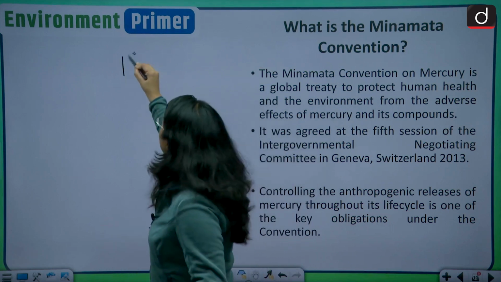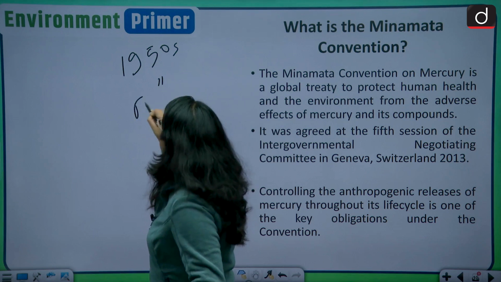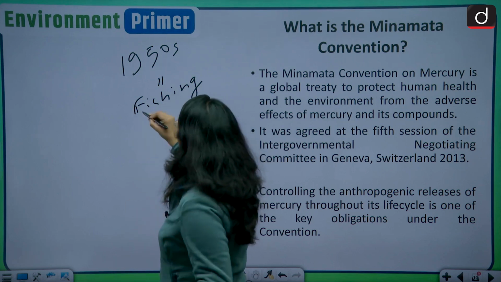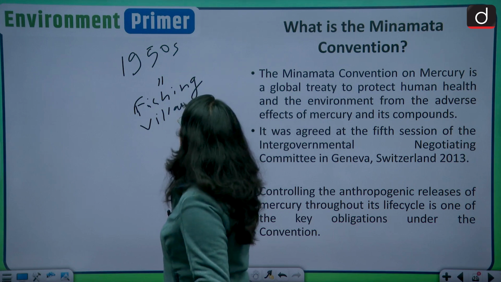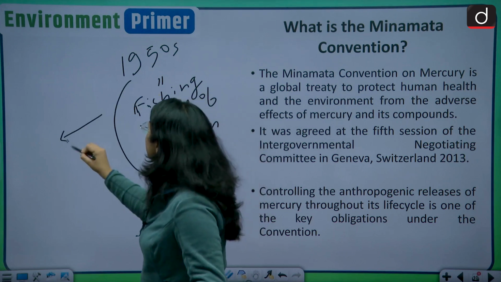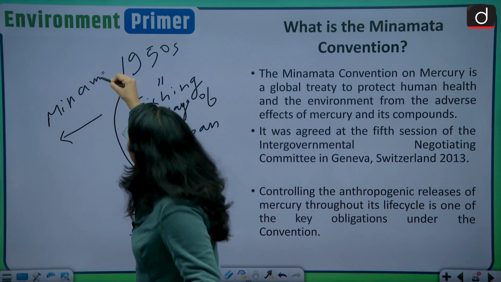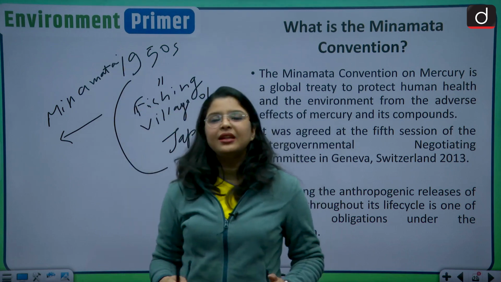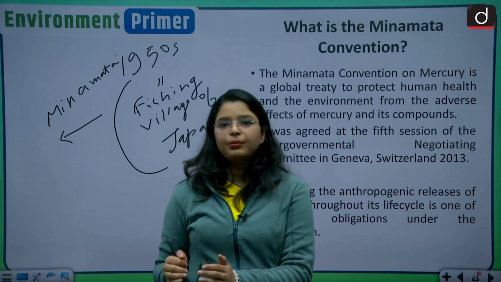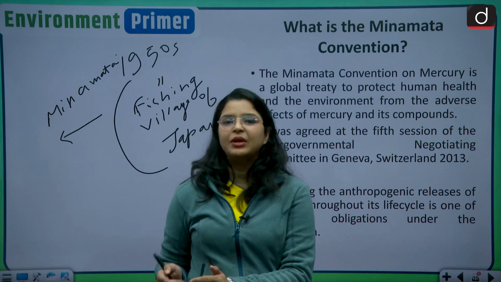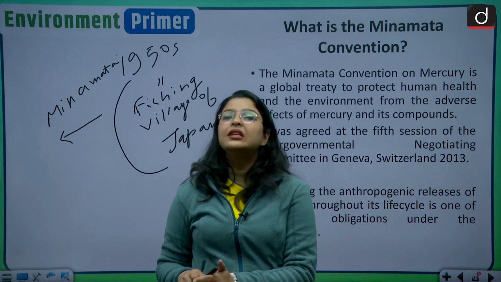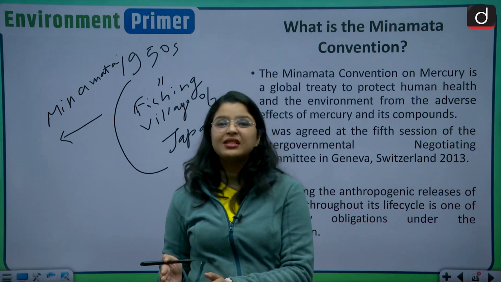So it all began in the 1950s in a small fishing village of Japan. And the name of this fishing village is Minamata. So what happened in this small fishing village of Japan was that the industrial waste that released mercury polluted the bay area where fishing used to take place. So many people got exposed to higher amounts of mercury, and they suffered neurological disorders, paralysis, various heart diseases and even death.